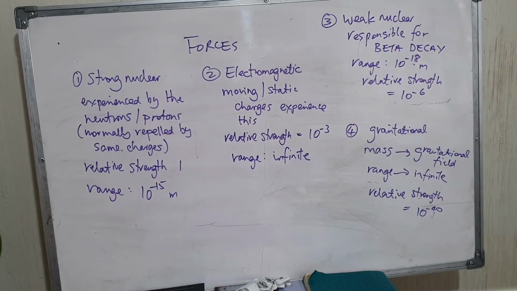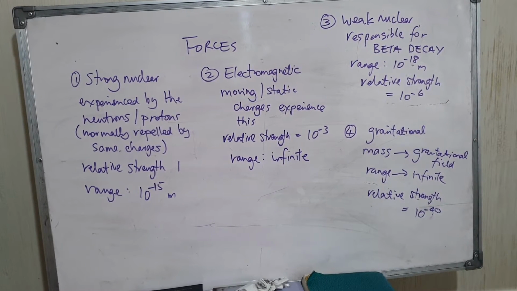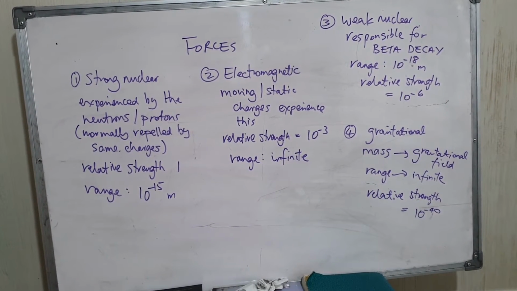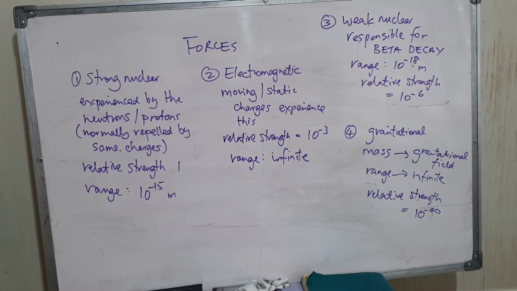Okay, so let's quickly go through it. The first one is the strong nuclear. It is experienced by neutrons or protons because it's normally repelled by the same charge. The relative strength, assuming that that's the strongest, is 1. And the range is 10 to the minus 15 meters.